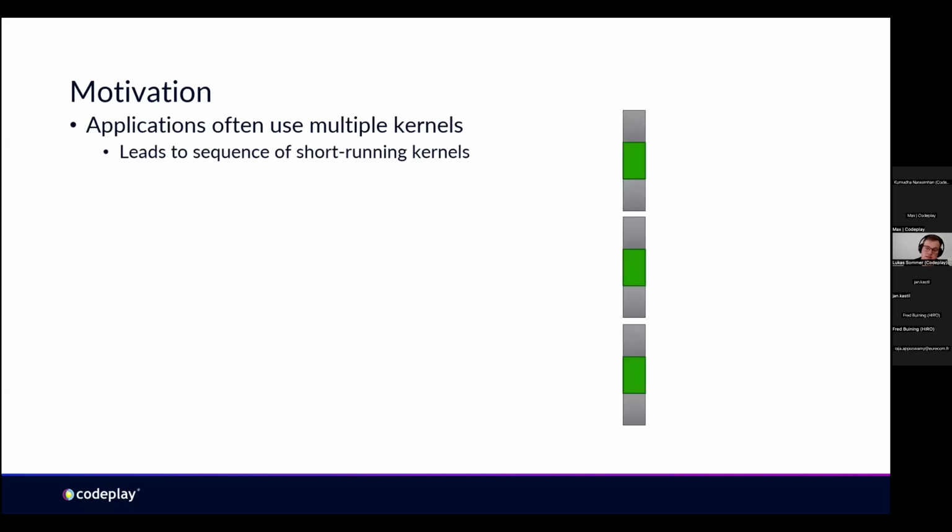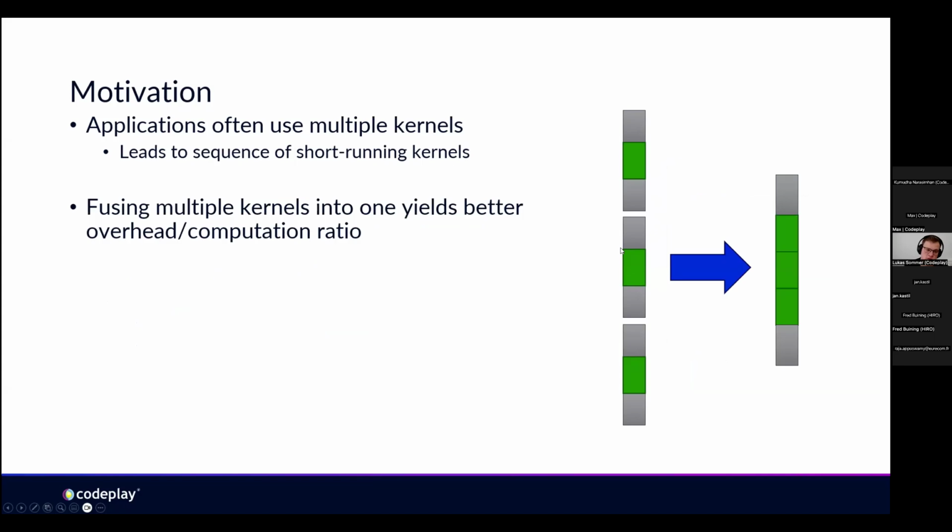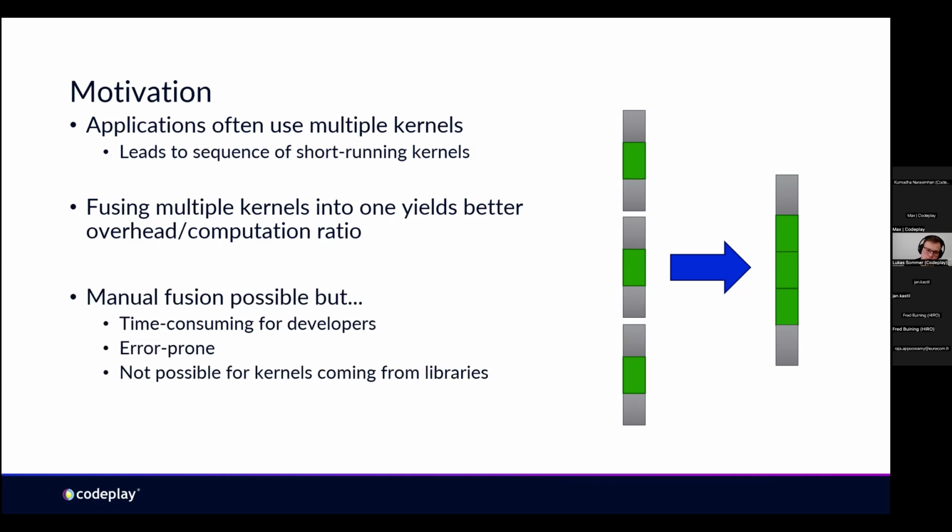Usually a SYCL application is more than one kernel, and that can lead to a sequence of short running kernels. Now you always have a lot of overhead, a bit of computation, a lot of overhead again, and then a bit of computation again. What we can do to improve this overhead to computation ratio is to fuse those computations together. We take those kernels and fuse them into one kernel, and then we only pay that overhead once here and once here. But we get a lot more computation in one go after fusing those kernels.